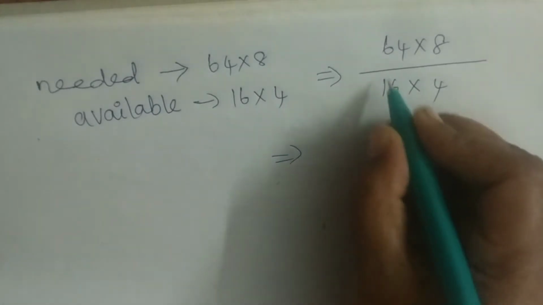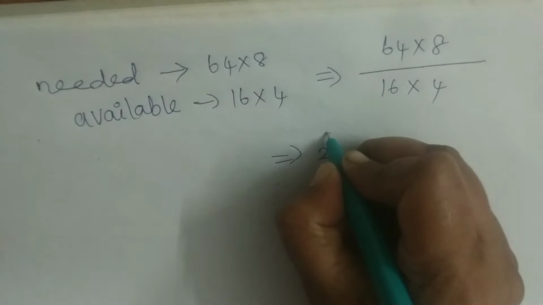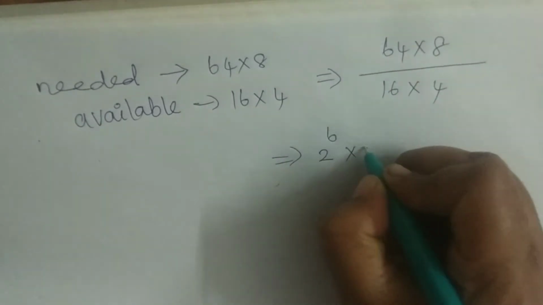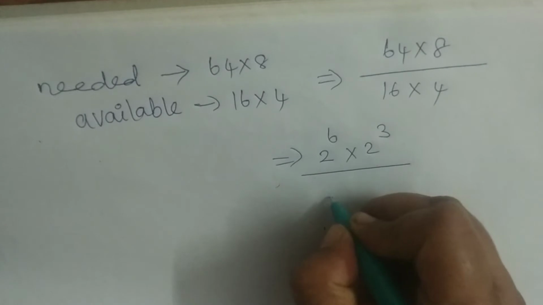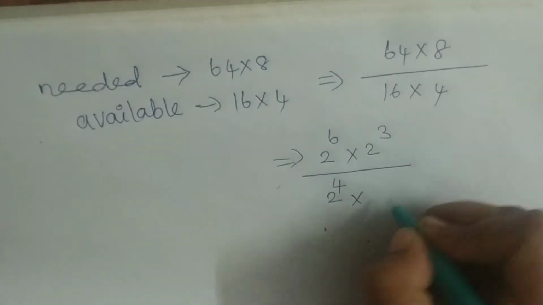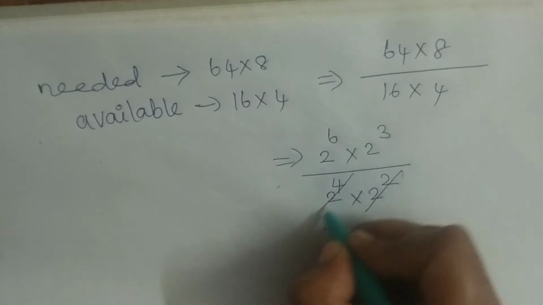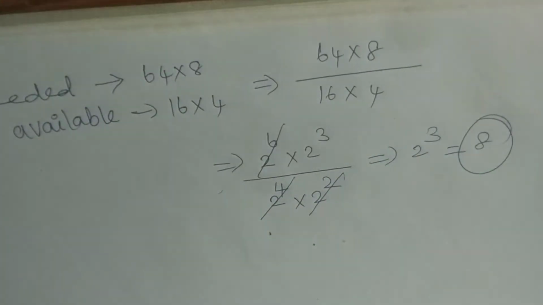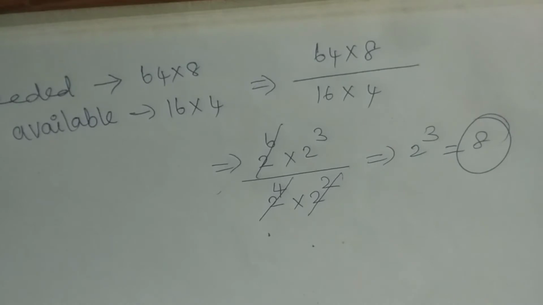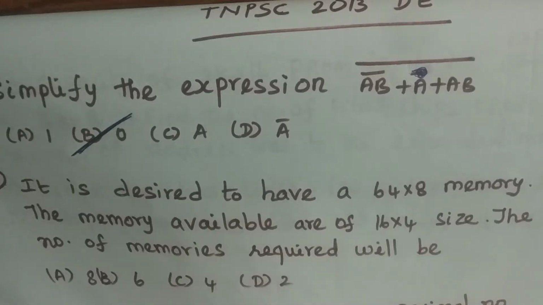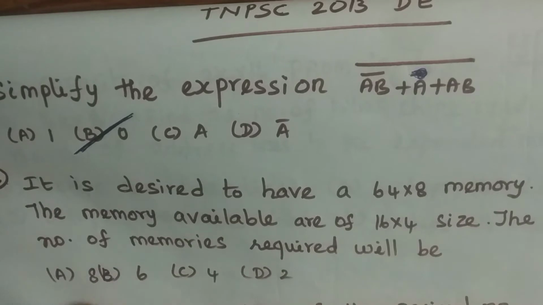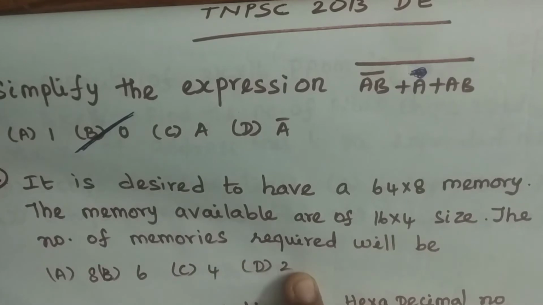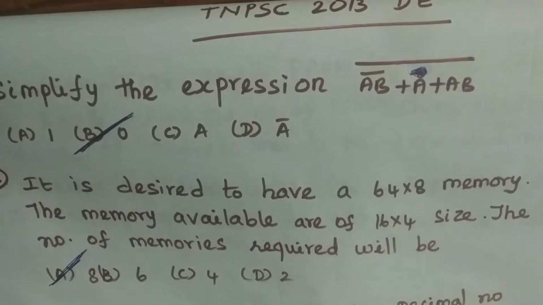So we know that 64 is 2 power 6, isn't it? 8 is 2 power 3. Here it is 2 power 4, 2 power 2. So 2 power 3. So the number of required memory is 8. See the options. Option A is 8, option B 6, option C 4, option D 2. So option A is the right answer.